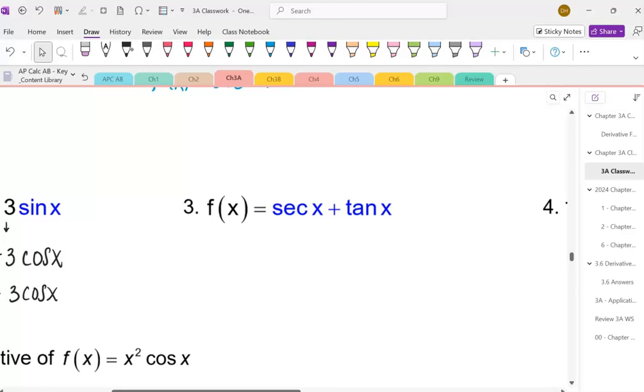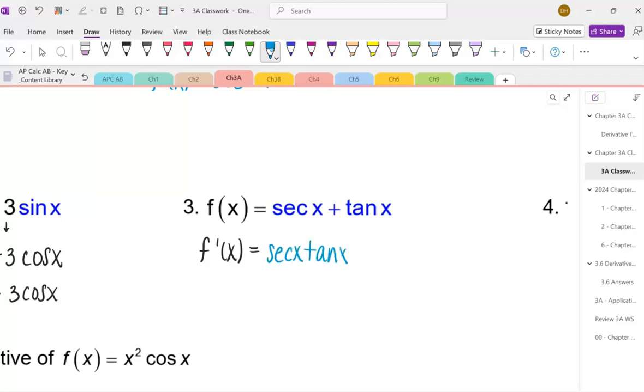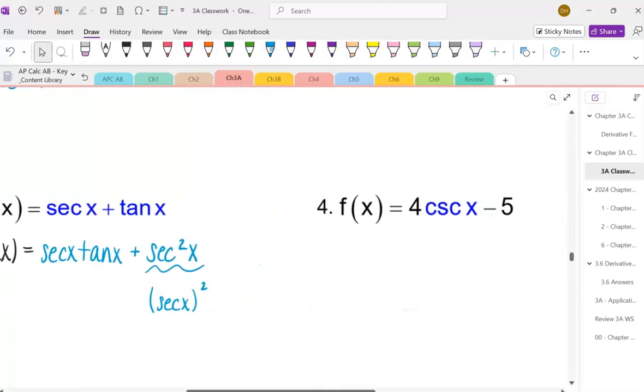In number 3, take the derivative. So we've got f prime of x. The derivative of secant is secant x tangent x. Drop down the plus sign, the derivative of tangent, secant squared x. This is a time when secant squared can be written like that, or it's the same as secant x quantity squared if you're typing that in your calculator at all for any reason.